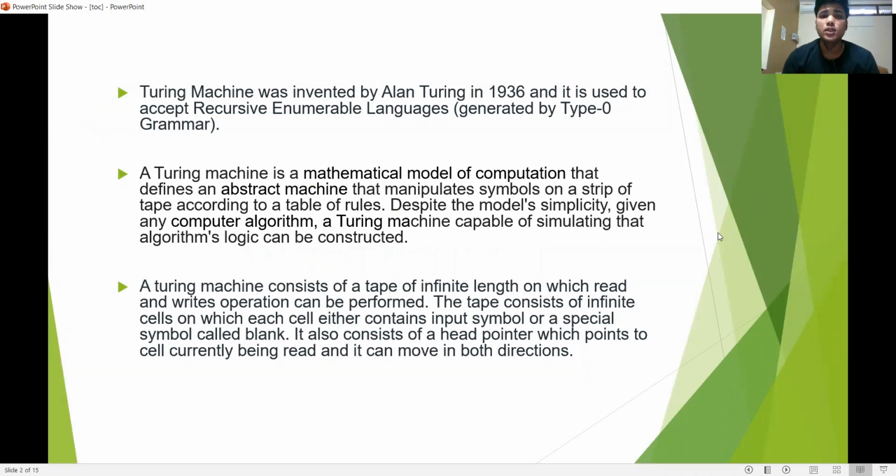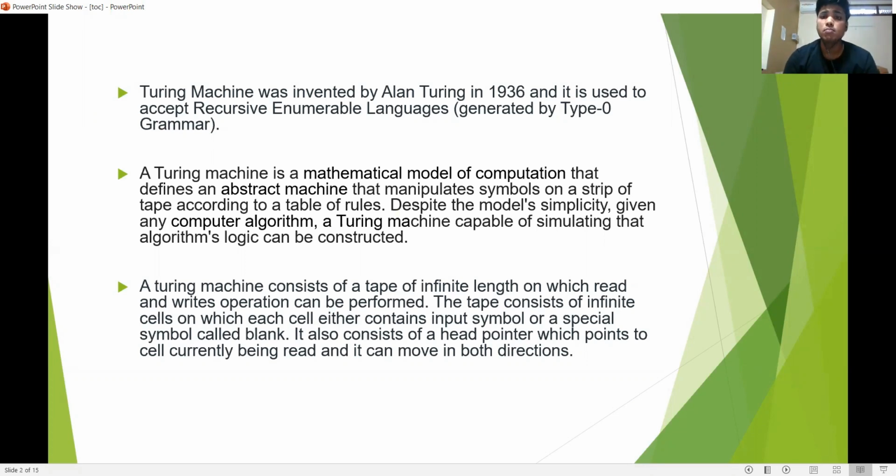Turing machine was invented by Alan Turing in 1936, and it is used to accept recursive enumerable languages generated by a type 0 grammar. The Turing machine is a mathematical model of computation that defines an abstract machine that manipulates symbols on a strip of tape according to a table of rules.